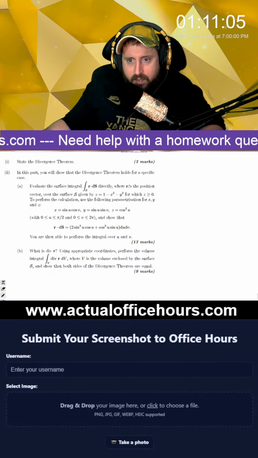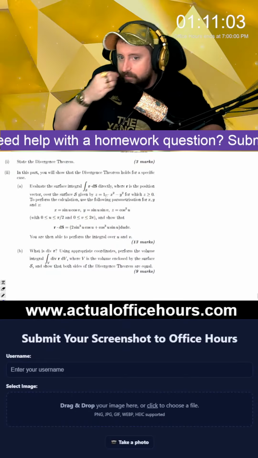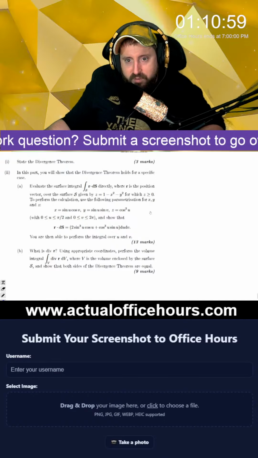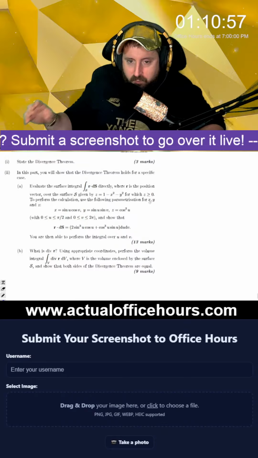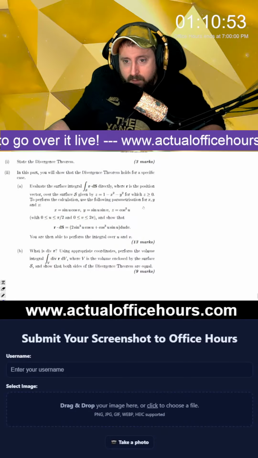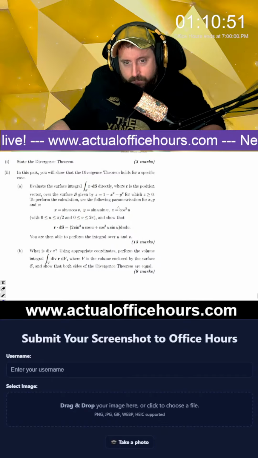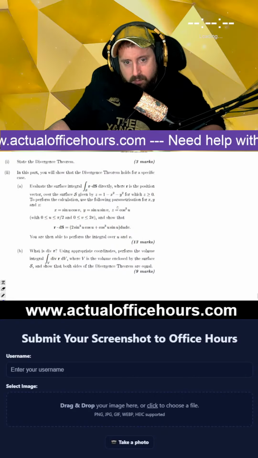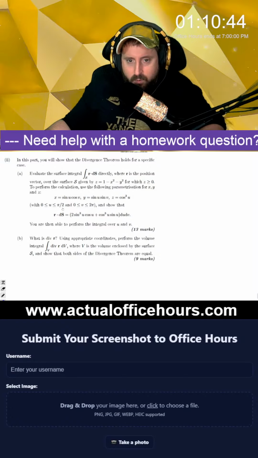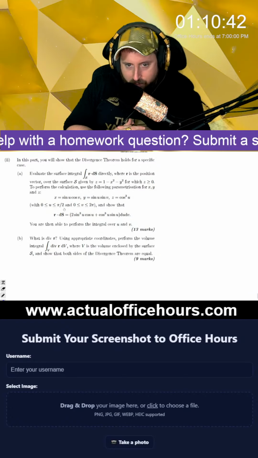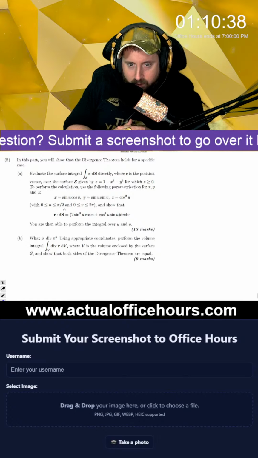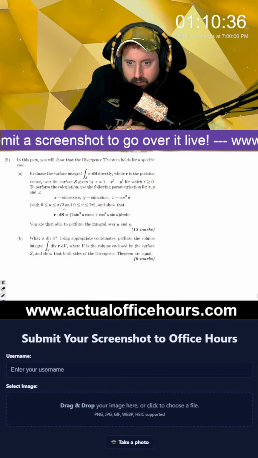Evaluate the surface integral of R dot dS, where R is the position vector over the surface given by this, for which z is greater than or equal to 0. To perform this calculation, use the following parameterization for x and y, and z. Oh, we're going to do spherical coordinates then, right? With u from 0 to pi over 2. V is equal to, okay, cool.